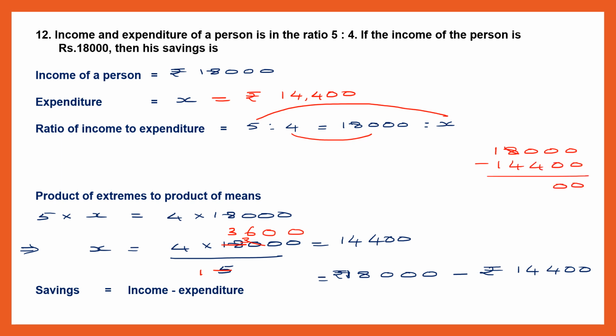0. Now here we have to borrow. So 10 minus 4 is 6. 7 minus 4 is 3. 0. So here we have 3,600. So the savings is rupees 3,600. This is what we were asked to find out and this is our answer.